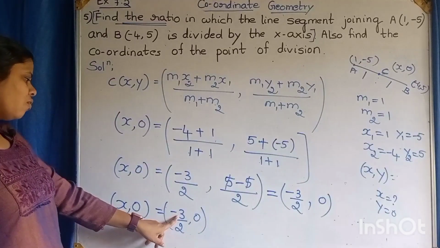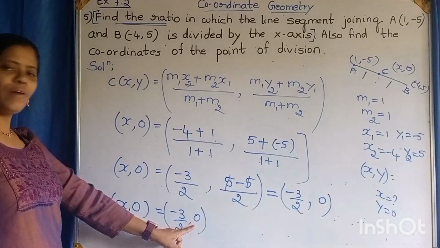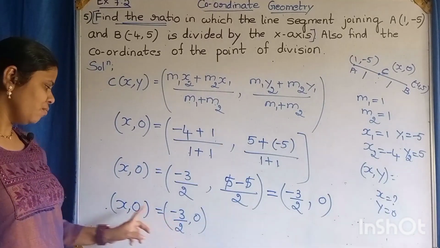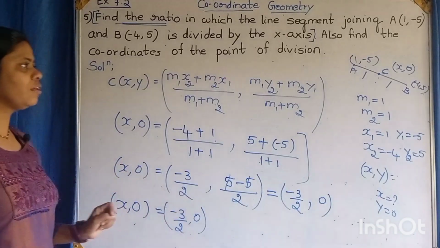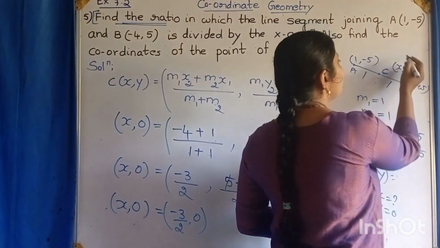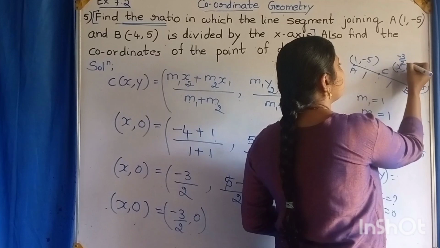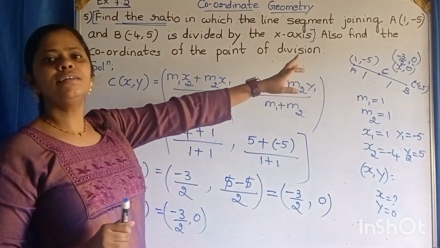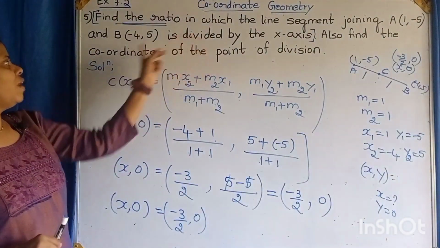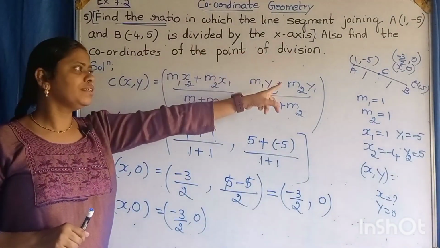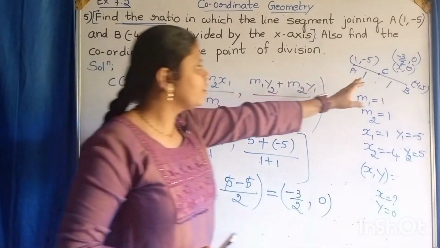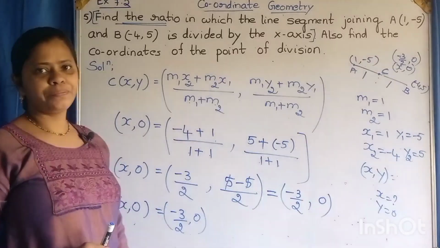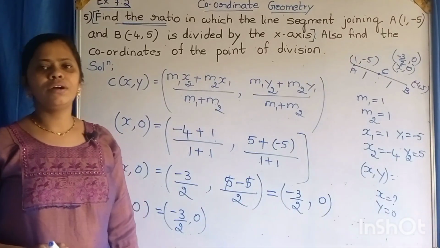Now this is our x coordinate and this is our y coordinate. Therefore, x is equal to what? Minus 3 by 2, and y we know that it is 0. That is the value of x is what? Minus 3 by 2. Isn't it? And we have completed the second part of the question: find the coordinates of the point of division. That is, we have to find out the coordinates of the point C and we have found the coordinates of the point C. Okay. Hope you have understood.